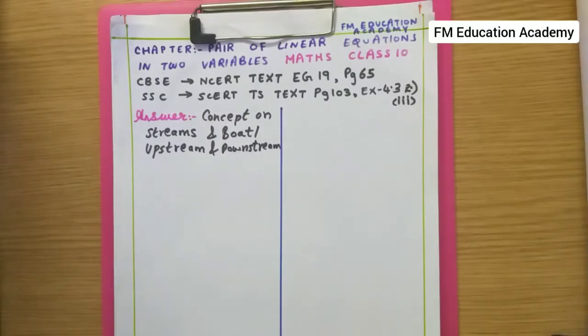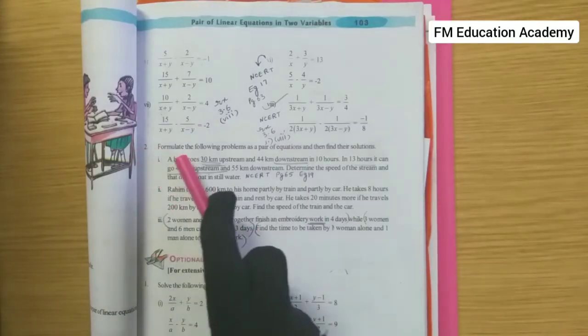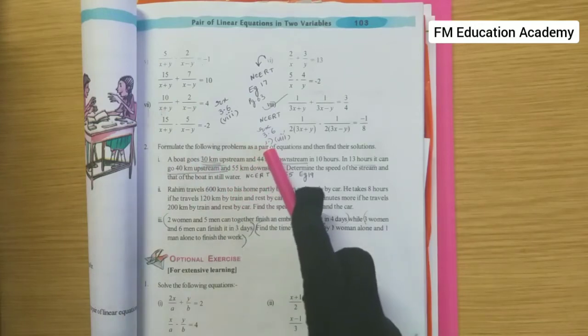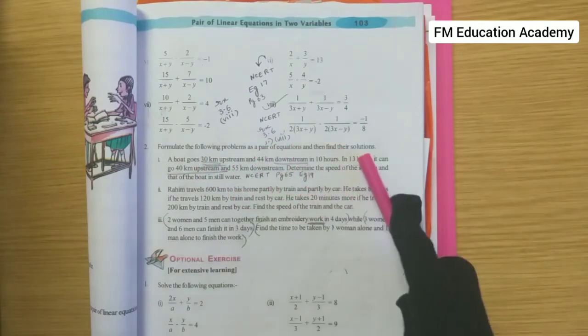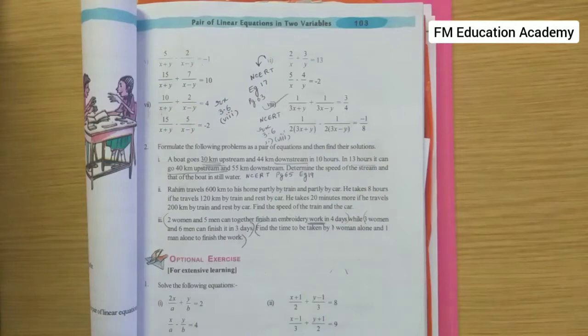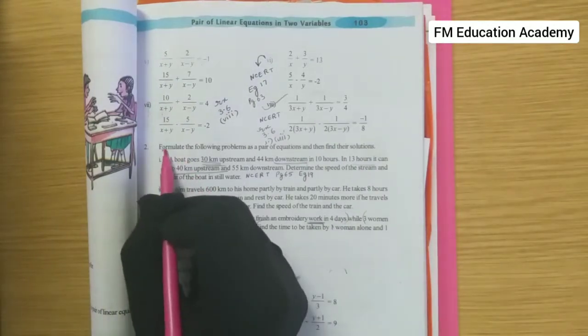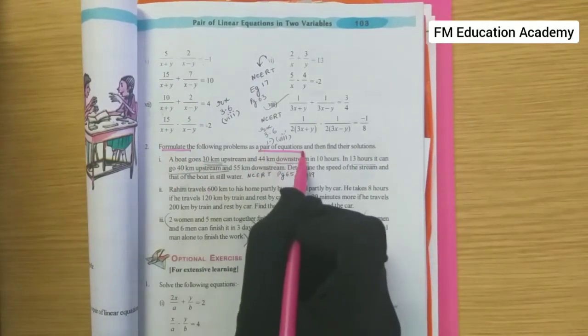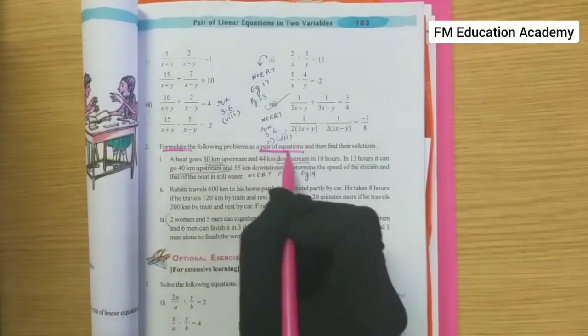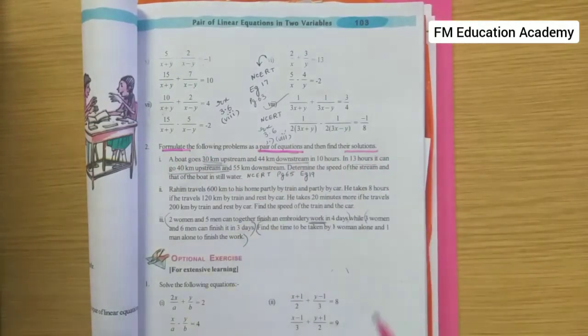So the question is like this. Second question: formulate the following problems as a pair of equations and find their solutions. So in this question, what is it telling you? Formulate means you have to form a pair of equations. And apart from forming a pair of equations, you also have to find their solution. That is, you have to find out whatever it is asking, from the pair of equations.